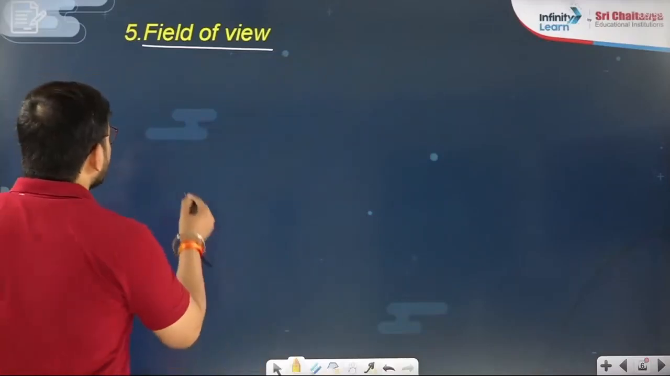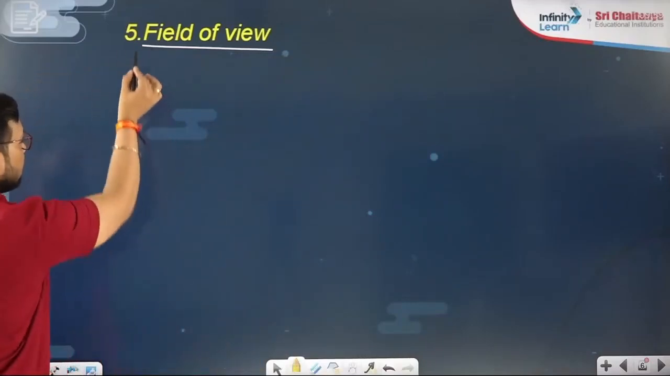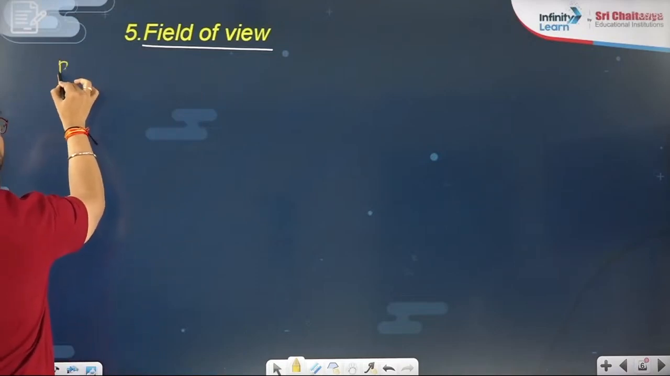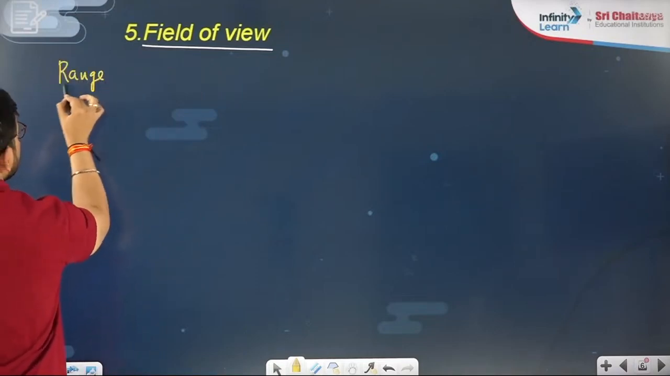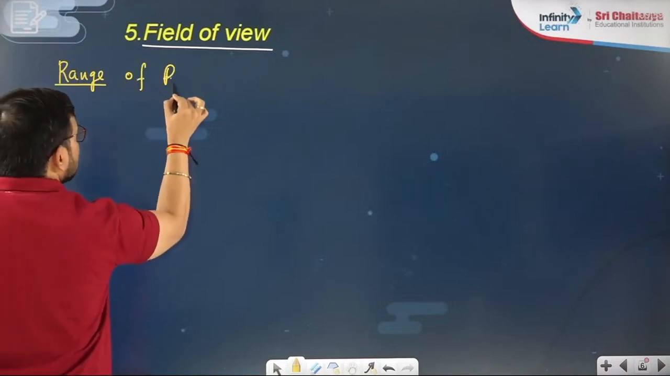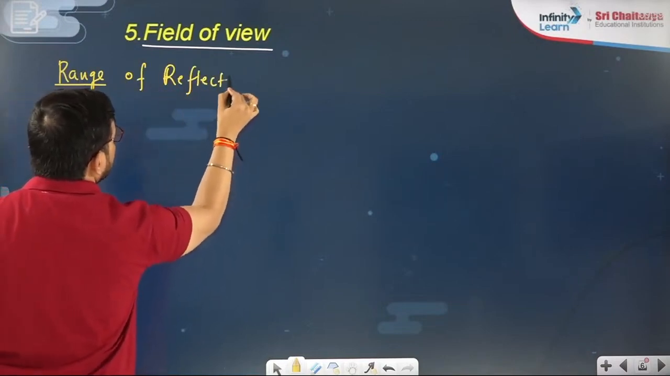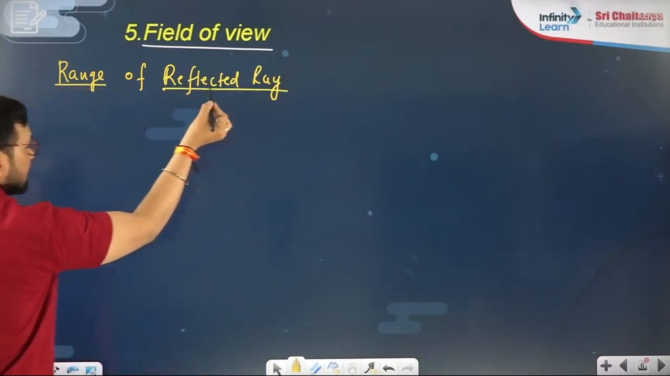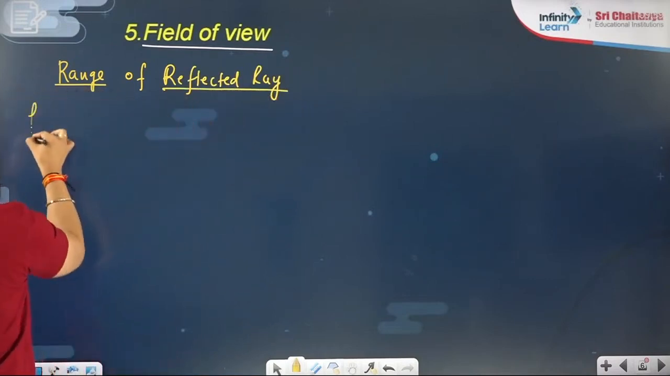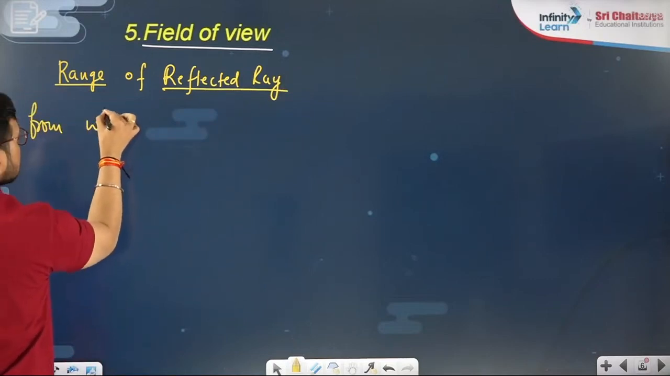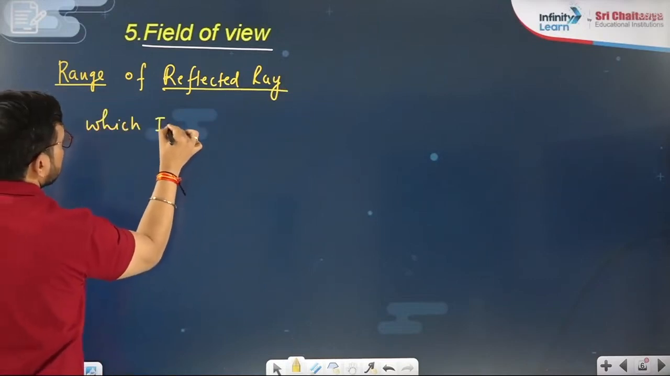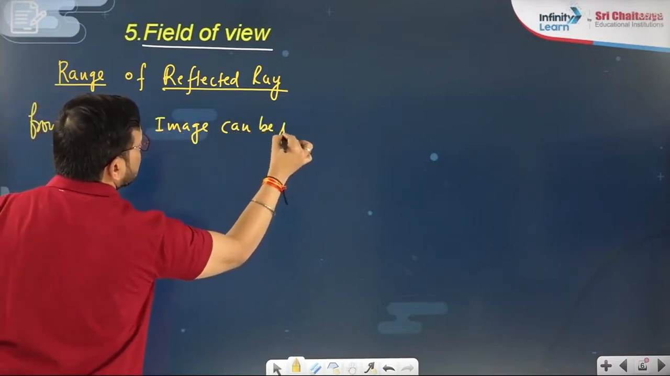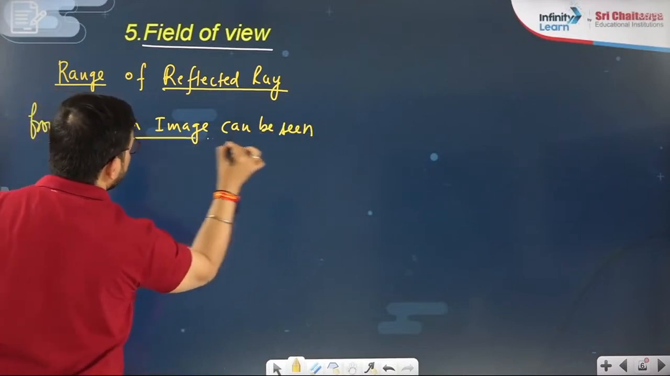Now see this field of view. How to write the definition? Field of view is the range of reflected rays. Don't forget we are talking about plane surface reflection only. The range of reflected rays from which the image can be seen.